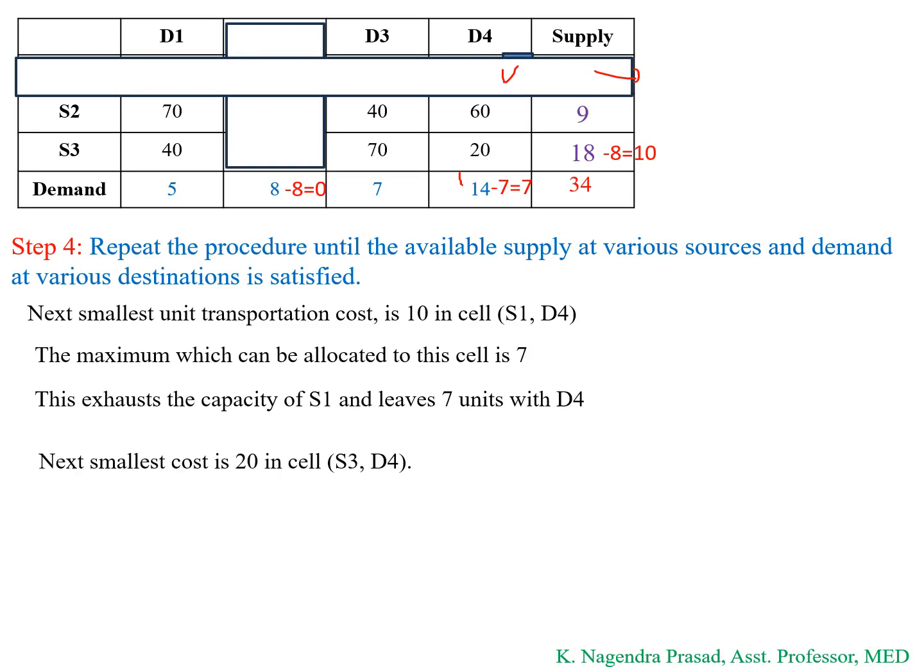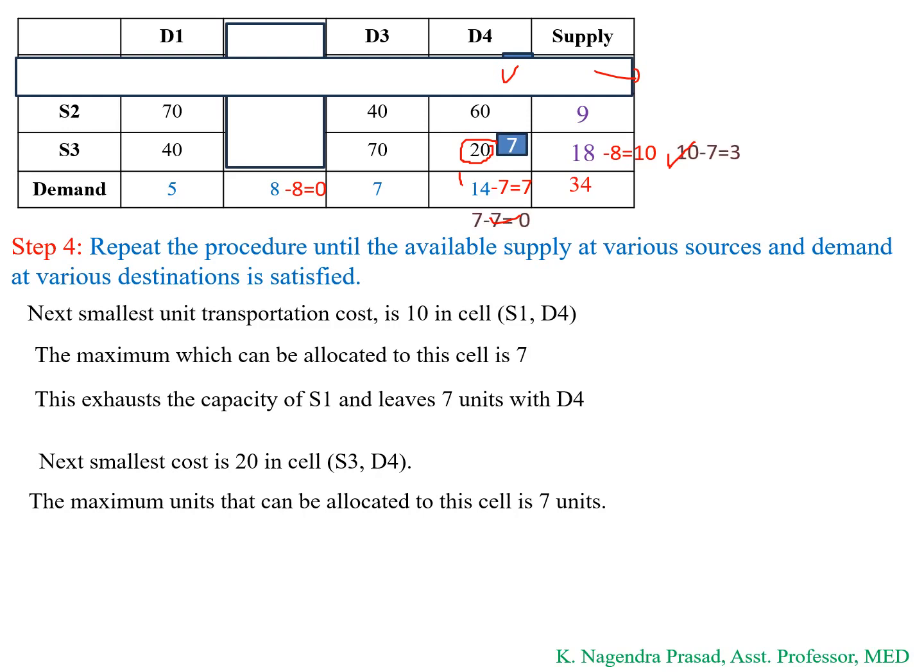The next smallest cost is 20 in the S3D4 cell. So the S3 row and D4 column have the lowest unit cost. Here we observe the supply and the demand. Supply is 10 and demand is 7. So the maximum possible allocation is 7 units. Then we allocate 7 units in the S3D4 cell. Then we subtract 7 units from the supply as well as the demand, that is 10 minus 7 equals 3 and 7 minus 7 equals 0. Column D4 has 0 demand, so we remove the column D4.